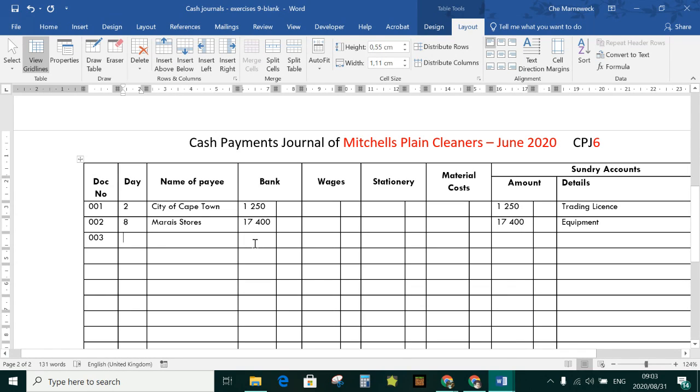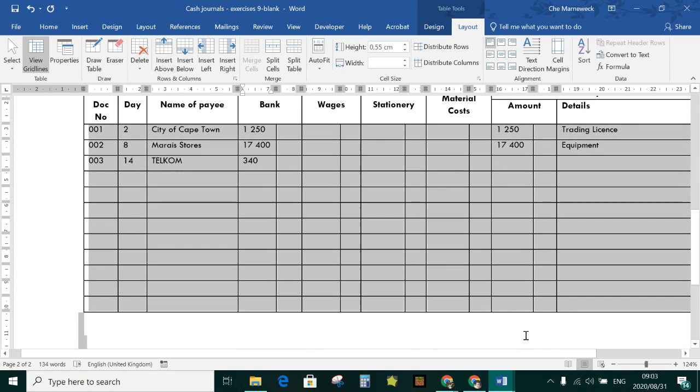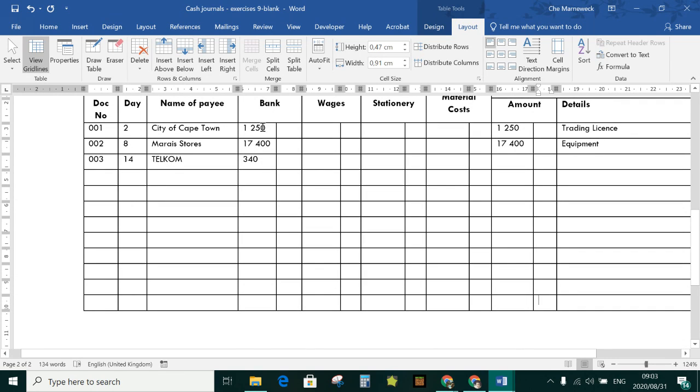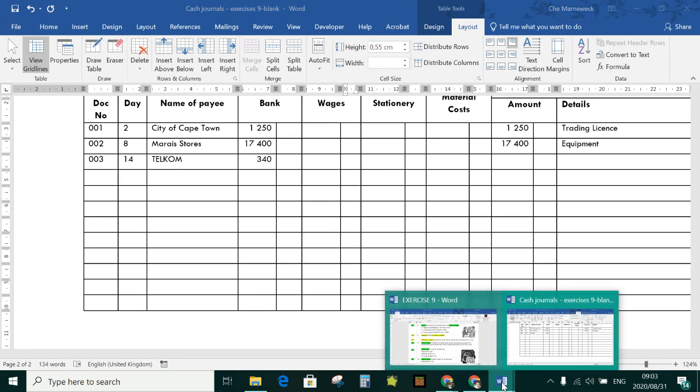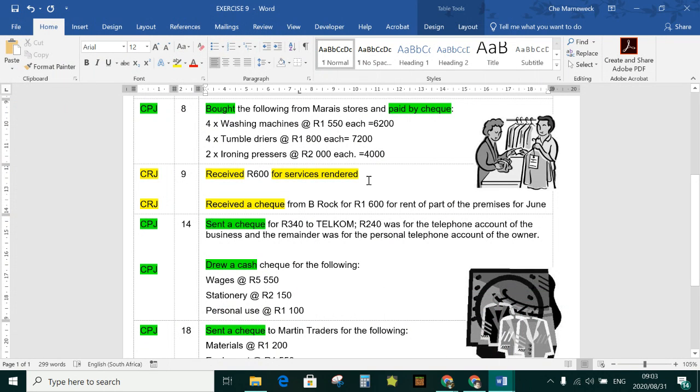This is happening on day 14. We have sent a check to Telkom, and it's for 340 Rand. I just want to quickly align my figures. Okay. So what is that 340 Rand that we are paying Telkom? What are we paying for? So we have a look. 240 is the telephone account of the business.